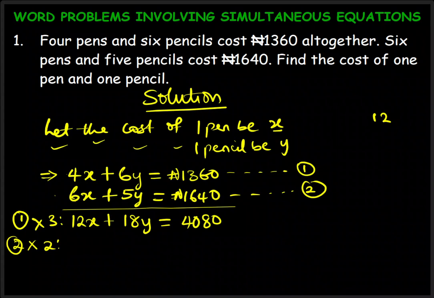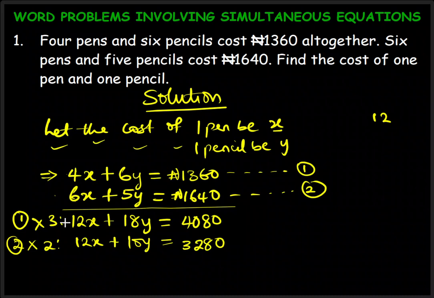Equation 2 times 2. 6x times 2 is 12x, plus 5y times 2, that will be 10y, equal to 1640 times 2. That will give us 0, 8, 2, and 3. All right. So let's see.